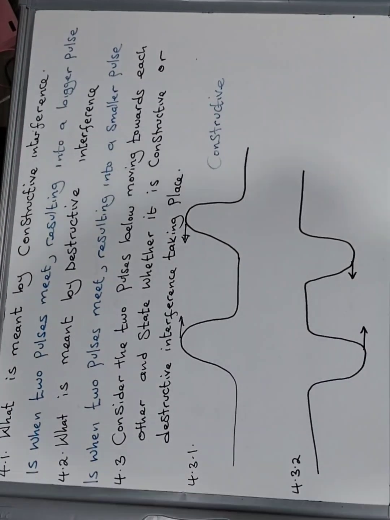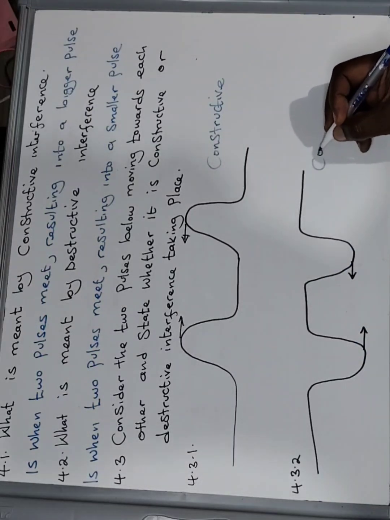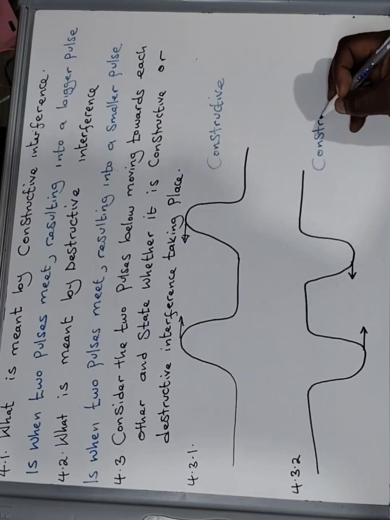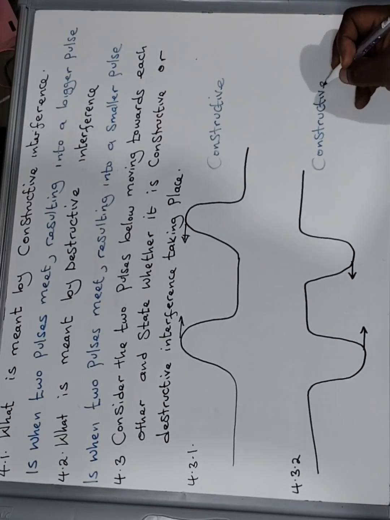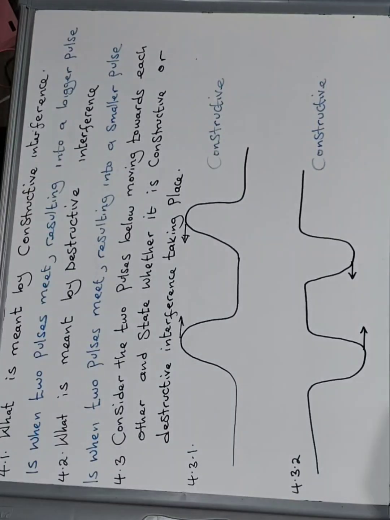So comes this one, 4.3.2. The two are moving towards each other. What type of interference is going to take place here? Okay, both are negative on assumption that upward is positive. And what are we going to get here? We are going to get a bigger pulse because this one and this one both are negative. So it's going to be constructive. Okay, so let us go to the next one.